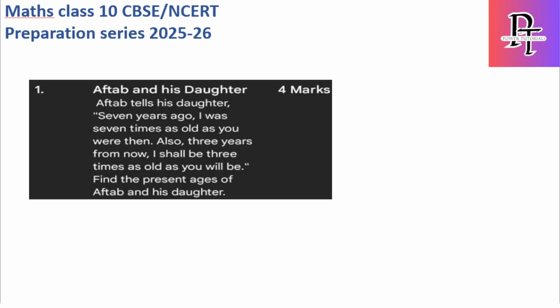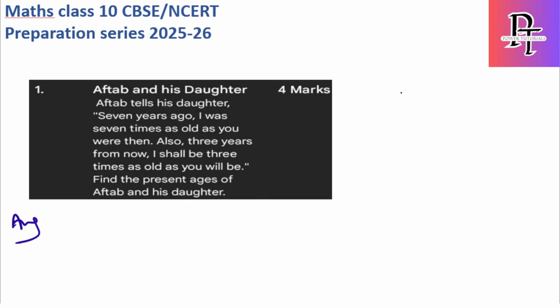Okay, so let's start with the video. The first question is a 4 marks question. So what is the question saying? We have Aftab and his daughter. Aftab tells his daughter, 7 years ago, I was 7 times as old as you were then. Also 3 years from now, I shall be 3 times as old as you will be. Find the present ages of Aftab and his daughter.